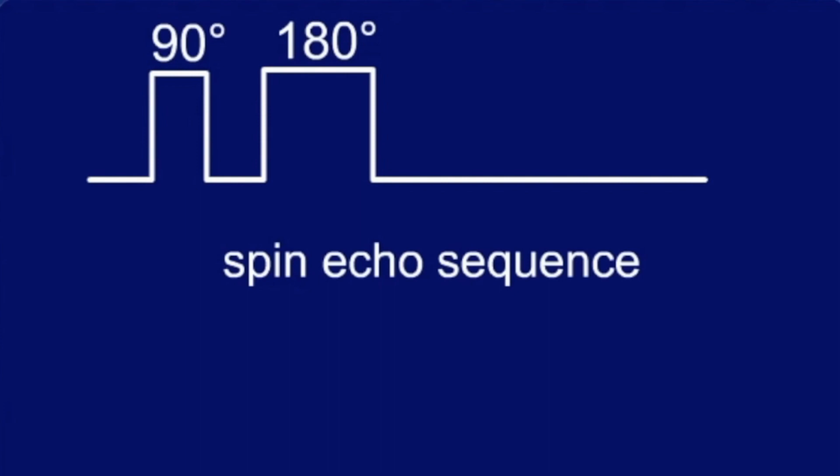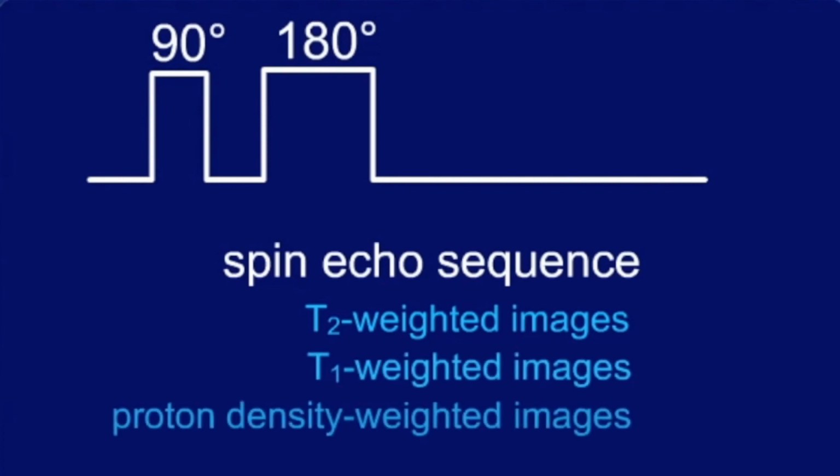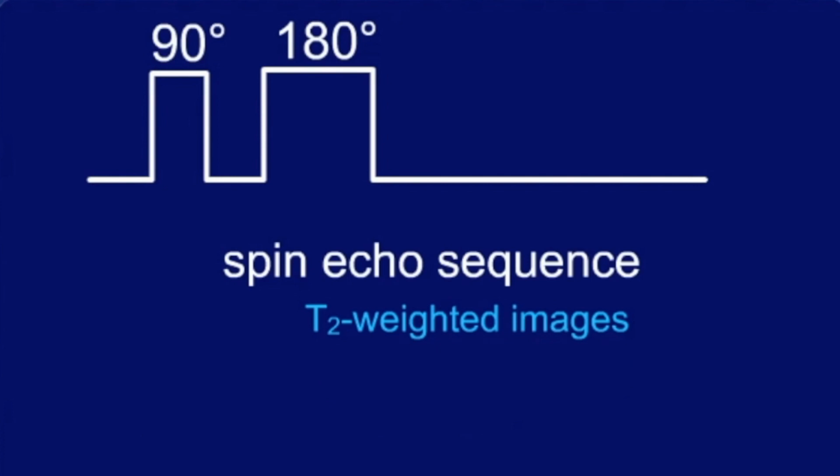It is important to realize that with a spin echo sequence, we can not only produce T2, but also T1 and proton density weighted images. We'll get to that a little later. Let us first look at such a T2 weighted sequence.